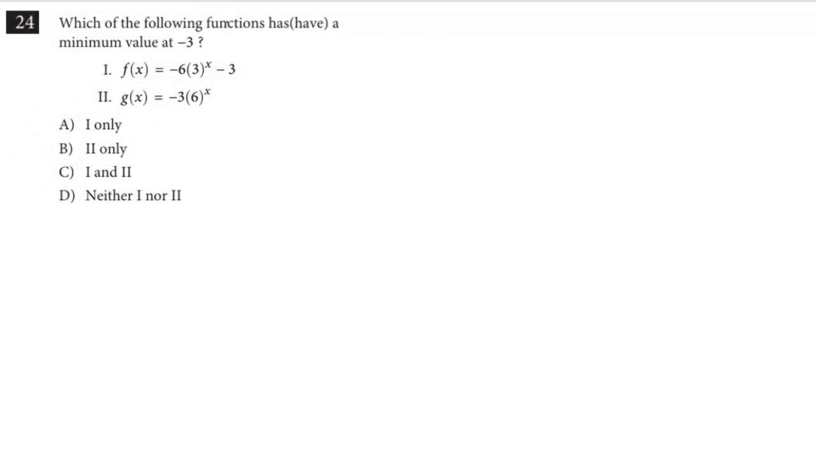Question 24. Which of the following functions have a minimum value at minus 3? So the first function is an exponential function with a negative 6 coefficient, so it's a decreasing exponential, and minus 3 means it is translated 3 units downward. So that's a more detailed analysis of the function in terms of transformation. And the other one is again an exponential function with a negative 3 coefficient. So, well, what do you know? None of these have any minimum values. Whether you have an increasing exponential function or a decreasing exponential function, they do not possess any minimum value.